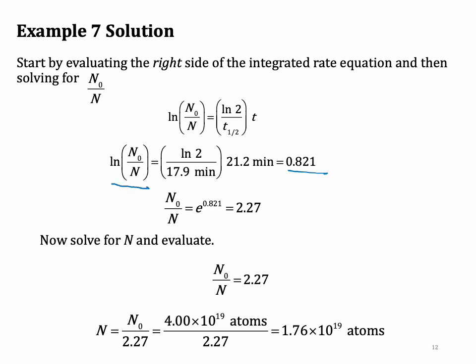How do you get rid of natural log? You raise everything to the power of e. So this is raised to the power of e, and this is raised to the power of small e. E cancels the natural log, and what's left is N0 over N equals e to the power 0.821. Your calculator should have a symbol of e raised to the power of something. So just plug that into your calculator and solve for this. And now we can solve. N is what we need to find, N0 is given, so just rearrange the equation and solve for the final answer.